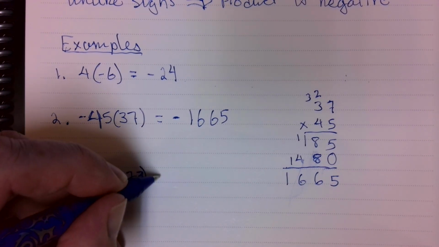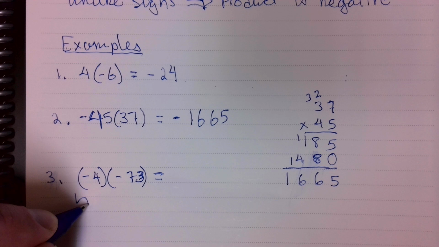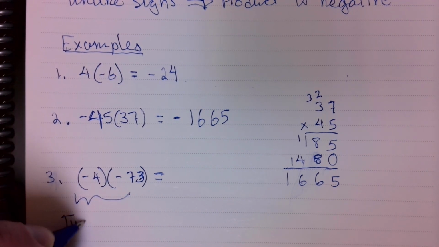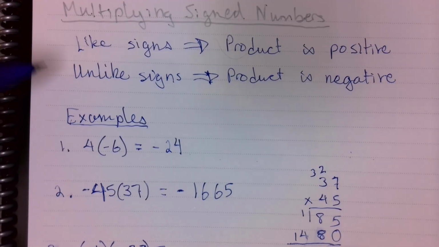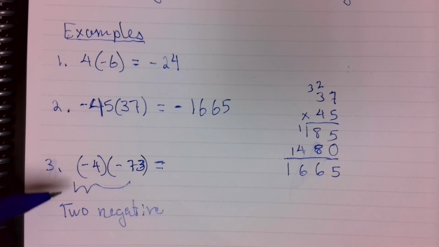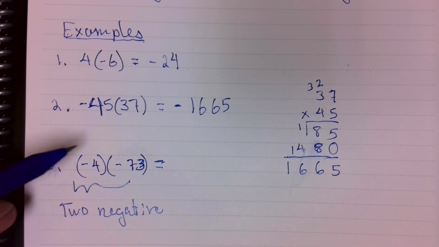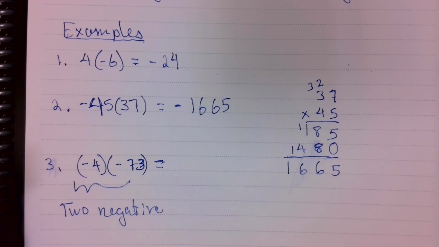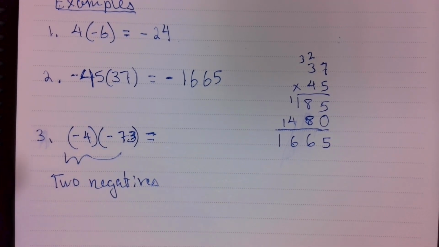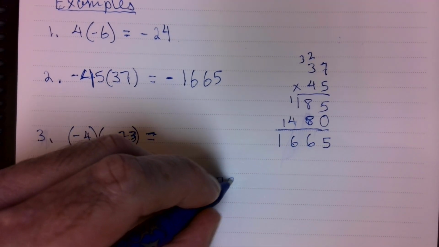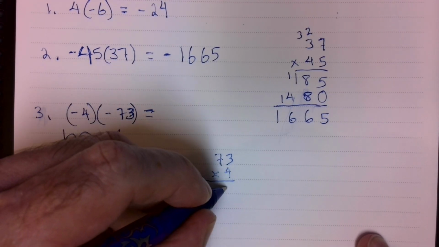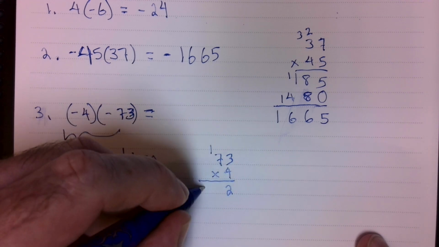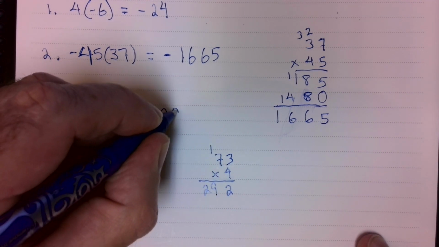Even something like this. So here my answer is going to be positive. Okay, right here. Like signs. When the signs are the same in both numbers, you will get a positive. So I have two negative factors, so my product will be positive. And once again, I am going to do a little calculation down here to get my answer. 73 times 4. 4 times 3 is 12. Carry the 1. 292. So my answer there is positive 292.